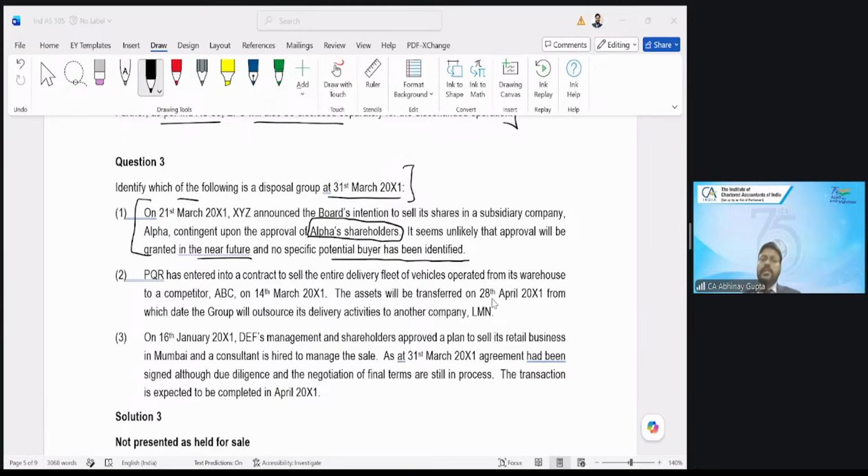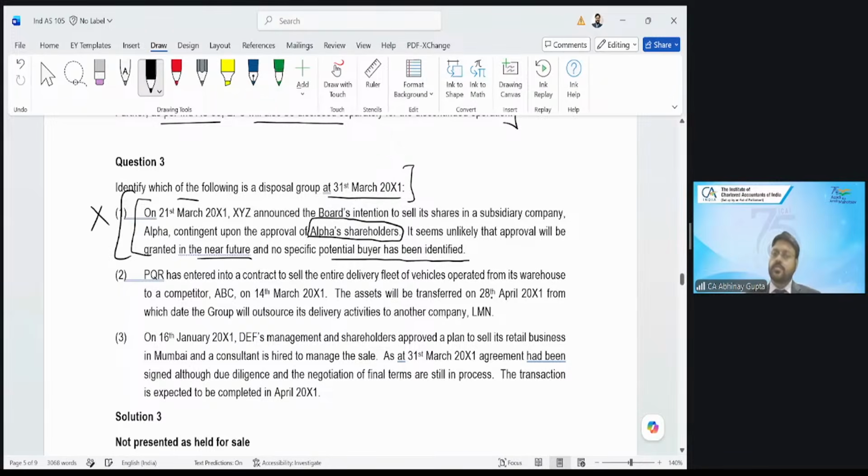Okay. Sale is likely to be completed in 1 year. The fact says that approval of the shareholders is not expected to be received in the near future. So if the approval is not received, then anyway we cannot offer it unless the approval is obtained, and hence we will not be able to complete the sale within the 1 year, which is one of the conditions which needs to be met. So based on the mix and match of all these conditions, we can safely assume and conclude that this is not meeting the criteria prescribed under Ind AS 105, and hence this is not regarded as the disposal group.